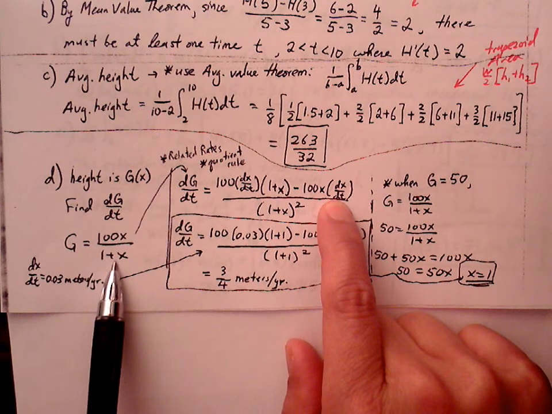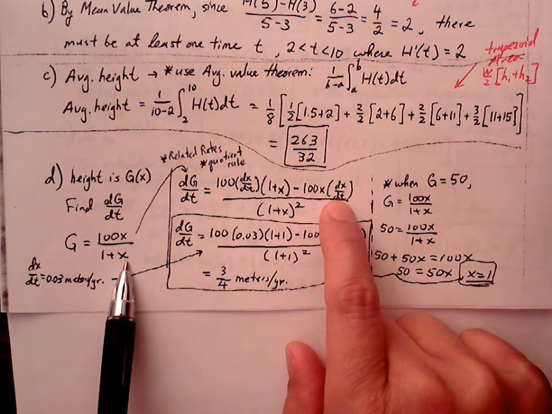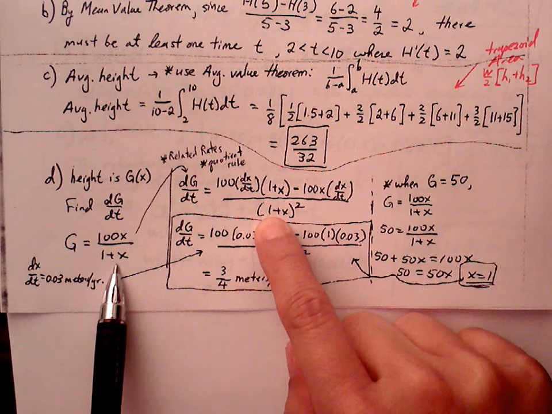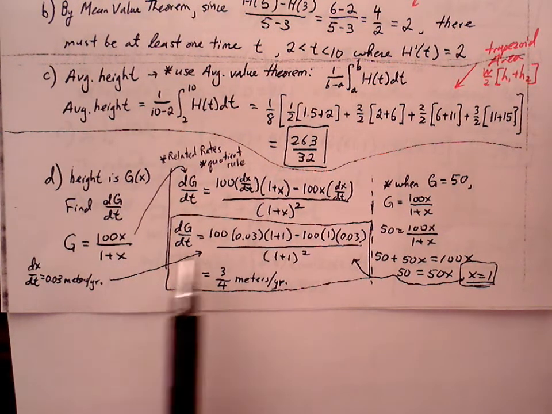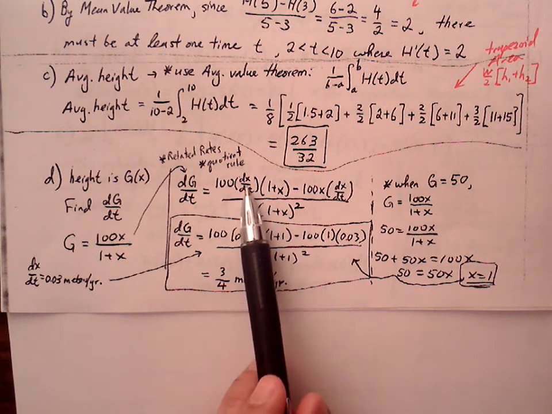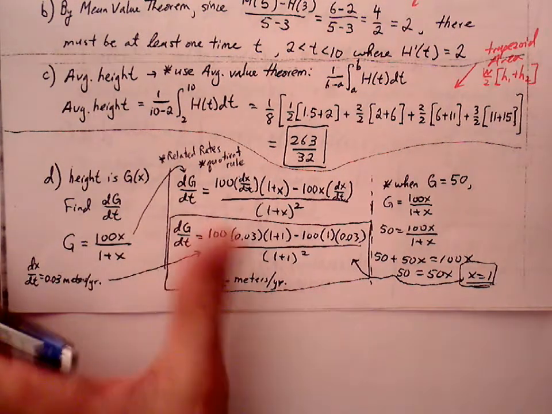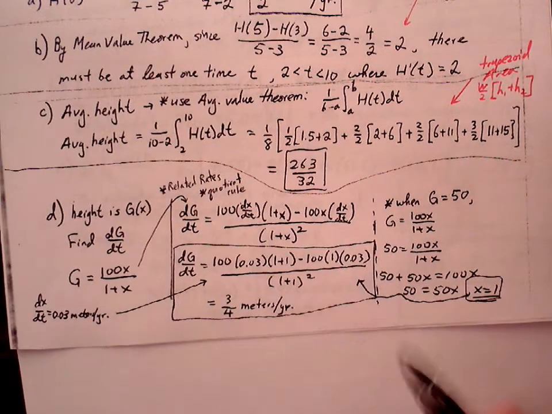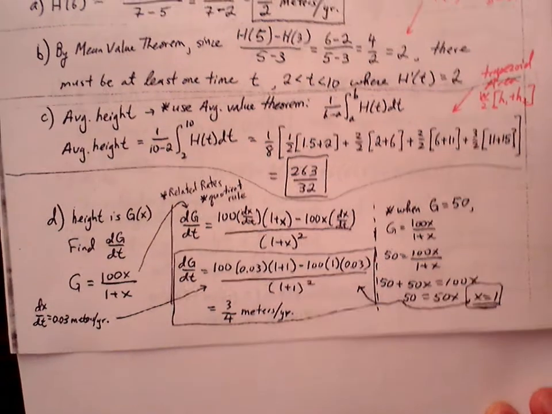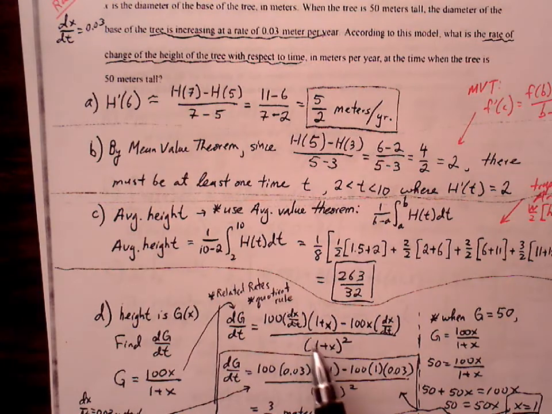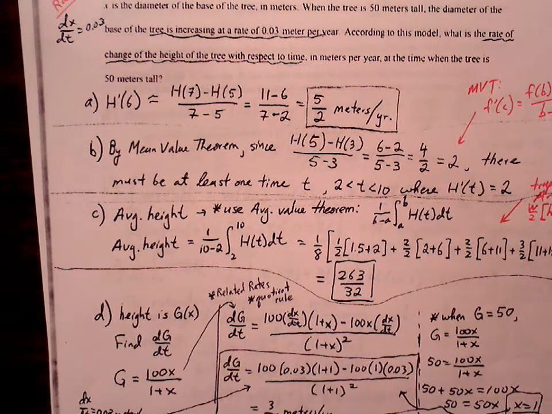So g prime is the derivative of 1 plus x. 1 goes to 0 and x becomes dx dt. All over my denominator squared. 1 plus x quantity squared. Okay, we have the derivative. We're looking for dg dt, and now let's see what we can plug in. Okay, we have dx dt, right? We found that from gathering information from part D here. Part D says that dx dt is 0.03, so we'll plug in 0.03 for dx dt.